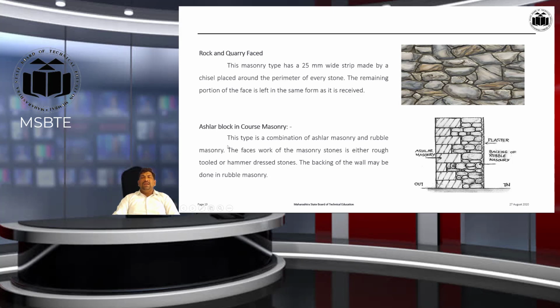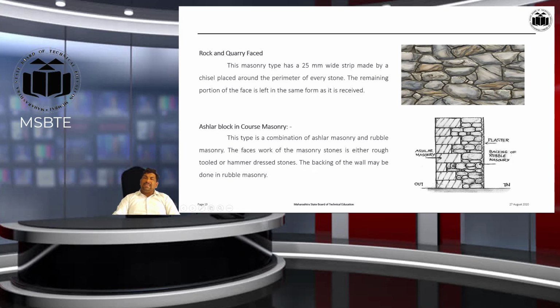Then ashlar block in course masonry. This is a combination of ashlar masonry and rubble masonry. The face work of the masonry stone is either rough tooled or hammer dressed. The backing of the wall may be done in rubble masonry.